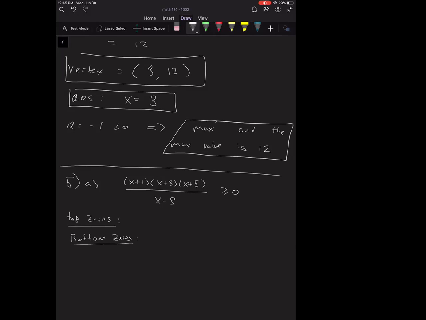So the top zeros, just setting the top equal to 0, we see that x is going to be minus 1, x is going to be minus 3, x is going to be minus 5. So those are our top zeros. And the bottom zeros, that's just going to be x is equal to 3. If we set that part equal to 0, we just get x is equal to 3.